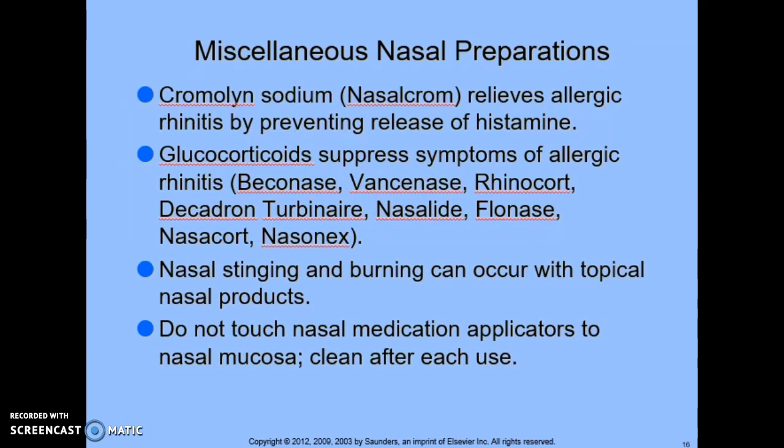So here are some miscellaneous nasal preparations. It's important to note nasal stinging and burning can occur with the topical nasal products, and so you want to address that with the patients. You also want to educate them not to touch the nasal medication applicators to the nasal mucosa, and that they need to be cleaned after each use with some type of alcohol wipe or alcohol solution so that we don't continue contamination and cause infection.